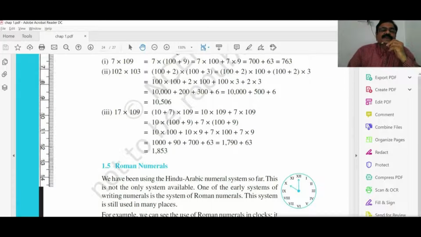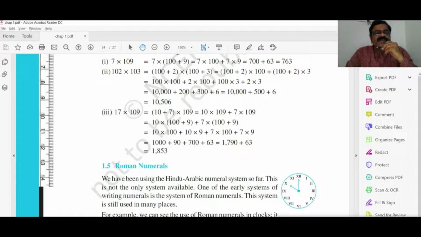Now by simplification, if you have to simplify 7 into 109, in such cases it can be written in another expanded form as 7 into 100 plus 9, and that will be equal to 7 into 100 plus 7 into 9, which is equal to 700 plus 63, and finally the result will be 763.